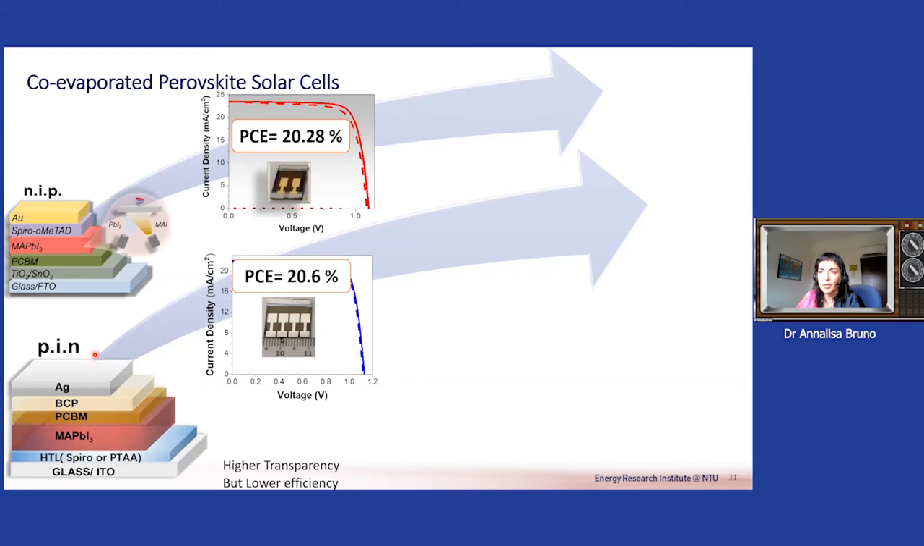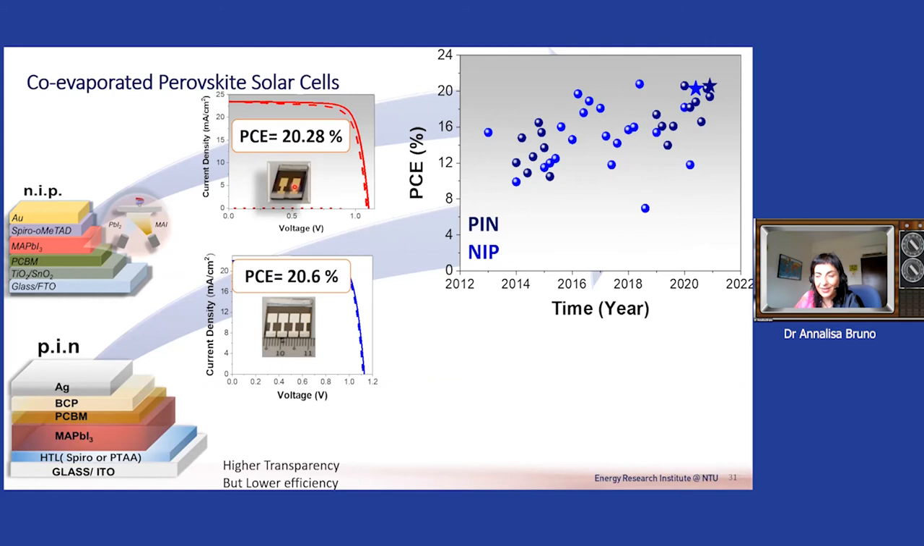We achieve efficiencies that are consistently exceeding 20%, which means that in terms of thermally evaporated perovskite, this is among the best results that you have in the world. You can see that the stars here are the results from our group. So in terms of small area devices, we are among the highest ever reported thermal evaporated perovskite solar cells.